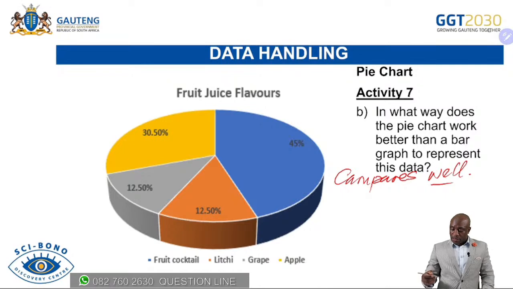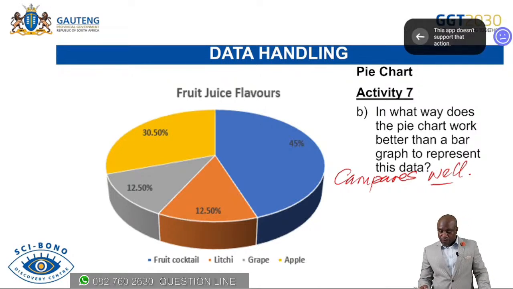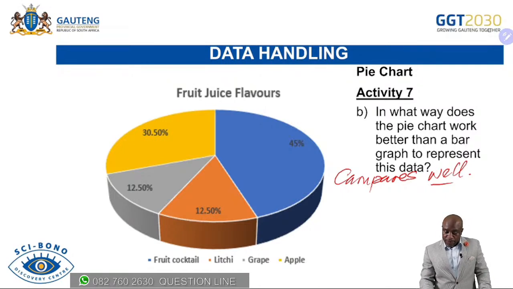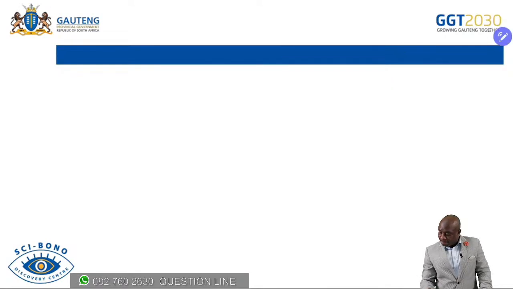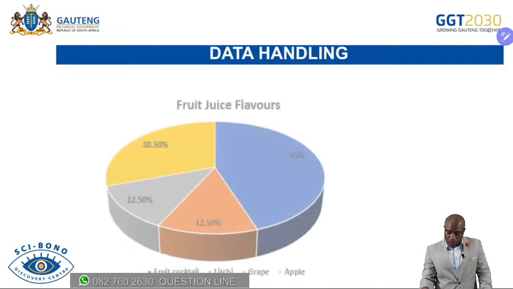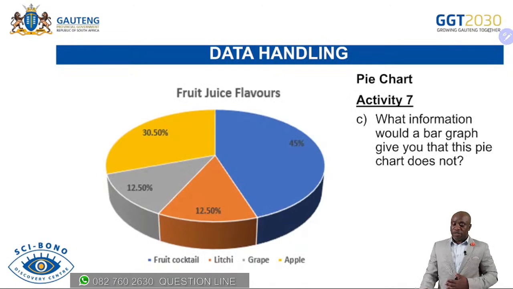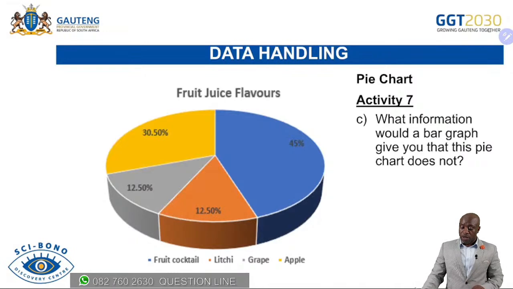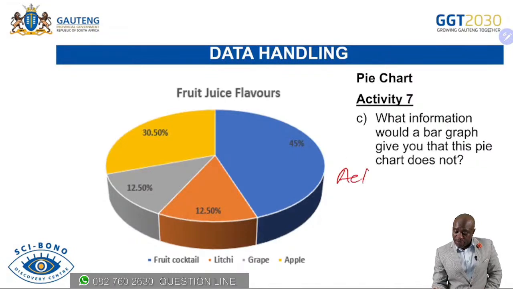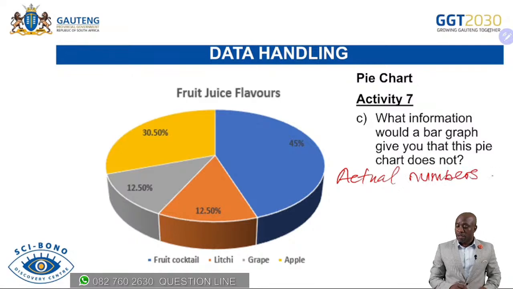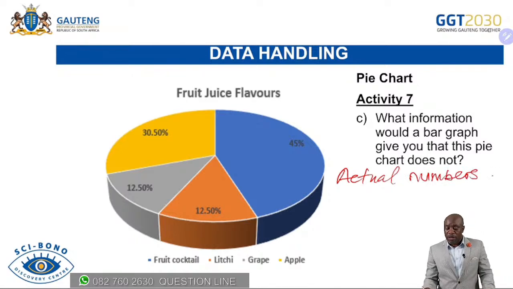Now, let's answer the last part of this question to say, what information would a bar graph give you that the pie chart does not give you. Remember, we had to calculate the numbers. So the actual numbers will not be shown in a pie chart. The actual values or the numbers will not be shown in a pie chart, but you get them in a bar graph.